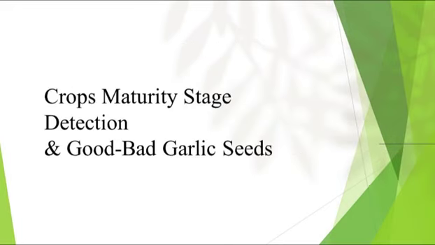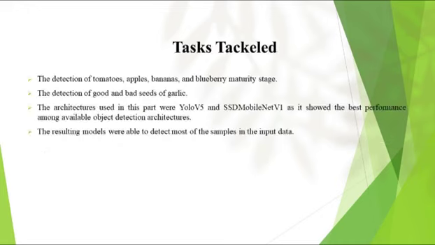In this part, we tackled the detection of different crops' ripening or maturity stages, and the detection of seeds' viability, whether they are good or bad. We chose garlic for this. The architectures used in this part were YOLO v5 and SSD MobileNet version 1. The choice was because of their best performance among available object detection architectures.